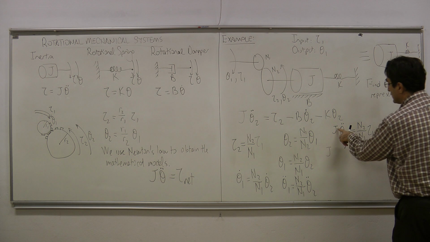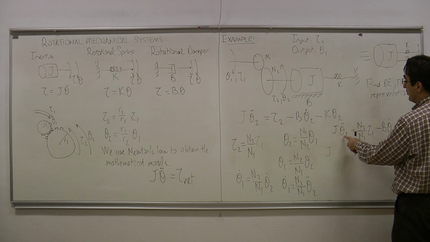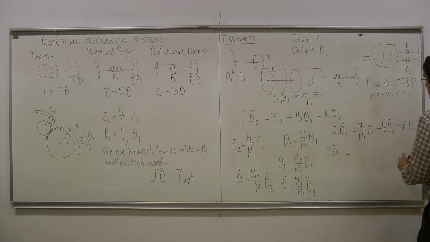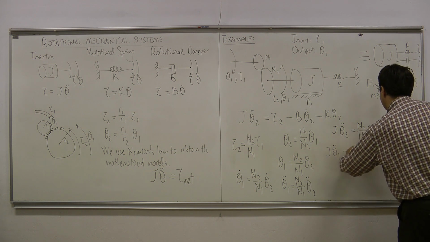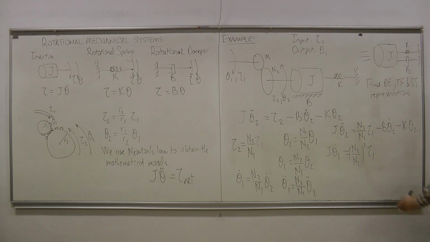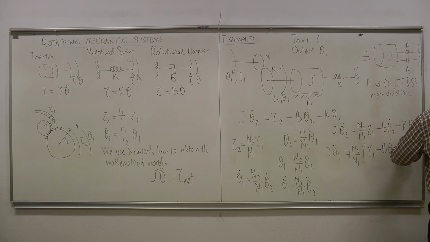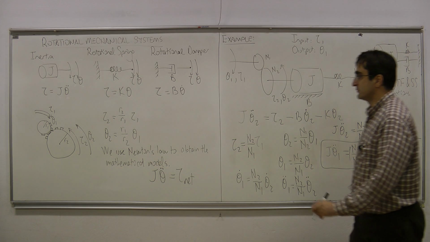So I have j times, multiply this equation from the left by n2 over n1, and this is going to turn this theta 2 into theta 1 double dot. Okay? That is equal to, I'm multiplying the right hand side as well with n2 over n1, which is going to give me n2 over n1 square here. There is this still tau 1 minus, still multiplying, b times theta 1 dot minus k times theta 1. Okay? So this is my differential equation representation, which relates the input to the output of this system.